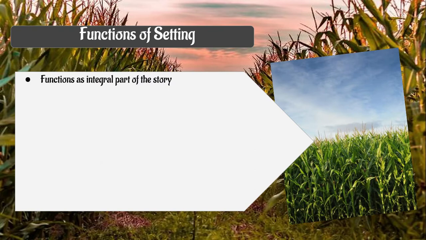Functions of a setting. How does setting function? I mean, it is an integral part of each story. Otherwise, we wouldn't be looking at it. We wouldn't be studying it. Your setting can help to establish your mood, it can help to establish your situation, and it can even help to establish your characters. In Children of the Corn, which you all should have read by this point, that cornfield and the confusion and the disorientation that the characters get from the cornfield itself establishes the mood, the situation, and the characters.